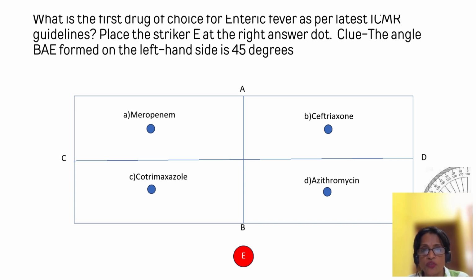So which of the four? Meropenem, ceftriaxone, azithromycin or cotrimoxazole? So you can make out that the answer is cotrimoxazole. As per the ICMR guideline, cotrimoxazole is the drug of choice. And in the latest 2025 guidelines, they have also mentioned azithromycin as the first drug of choice. So as per the previous guideline, this puzzle is created. So now you have to place E at cotrimoxazole and measure the angle.